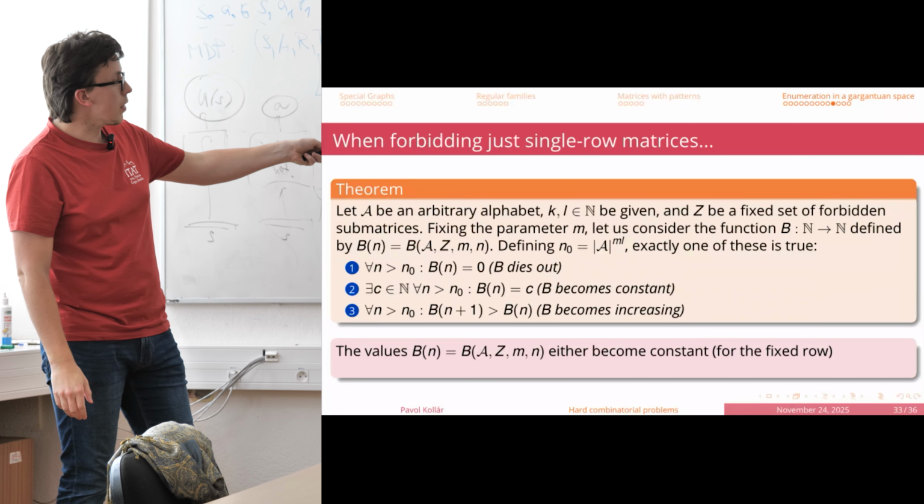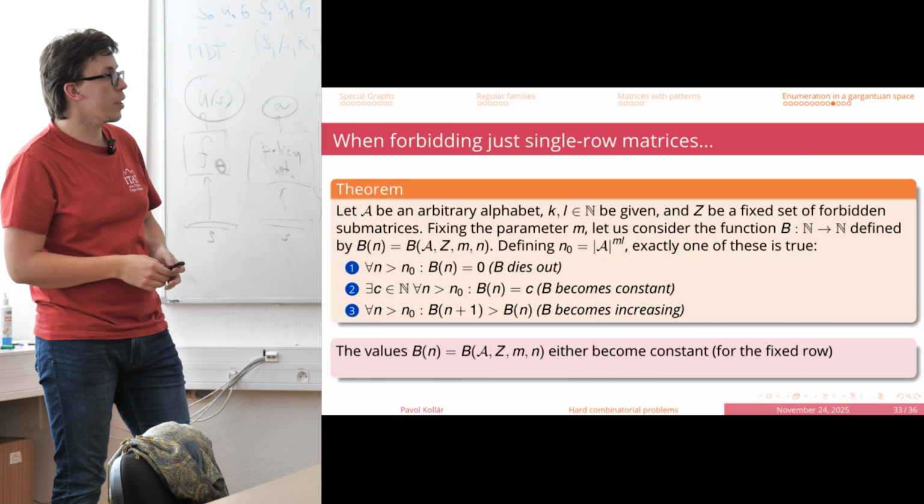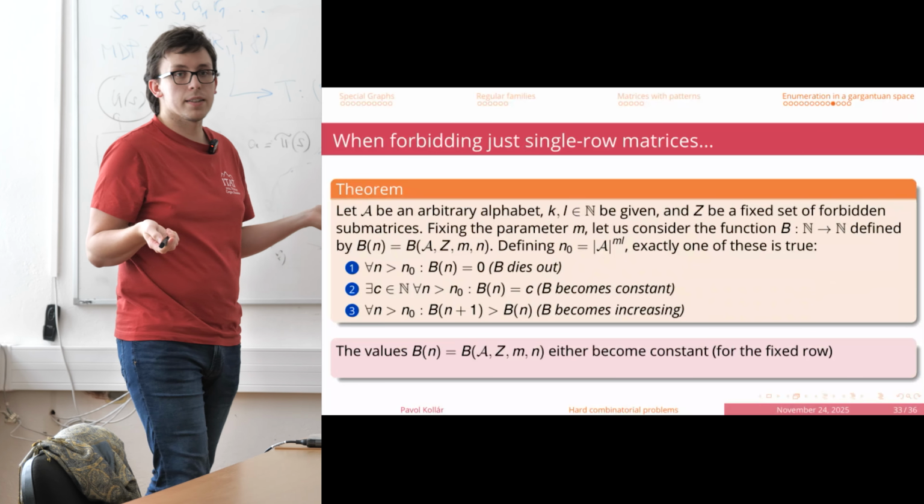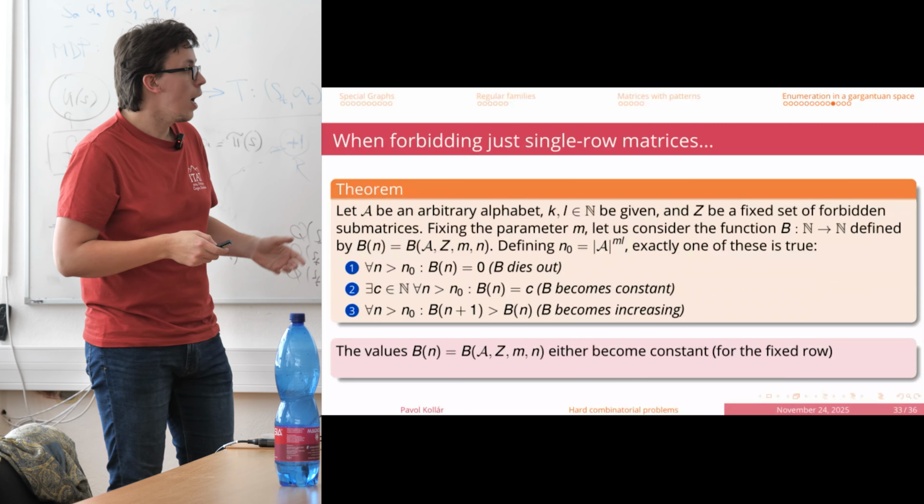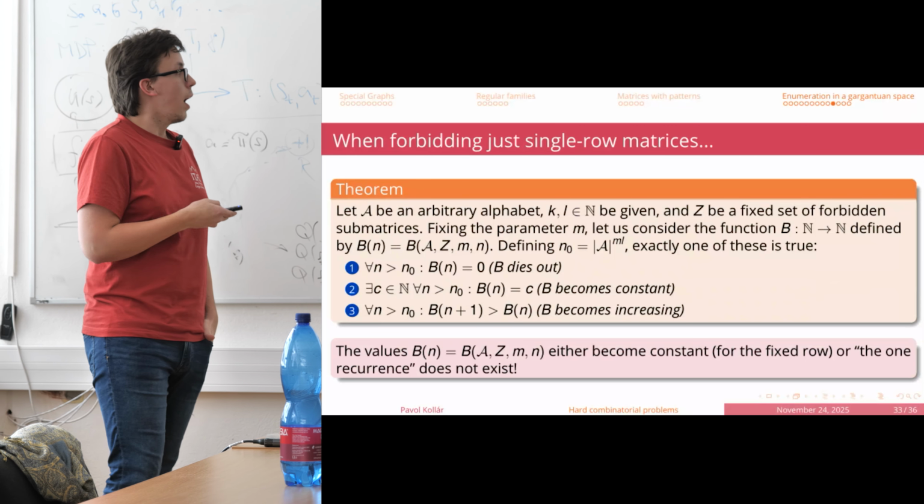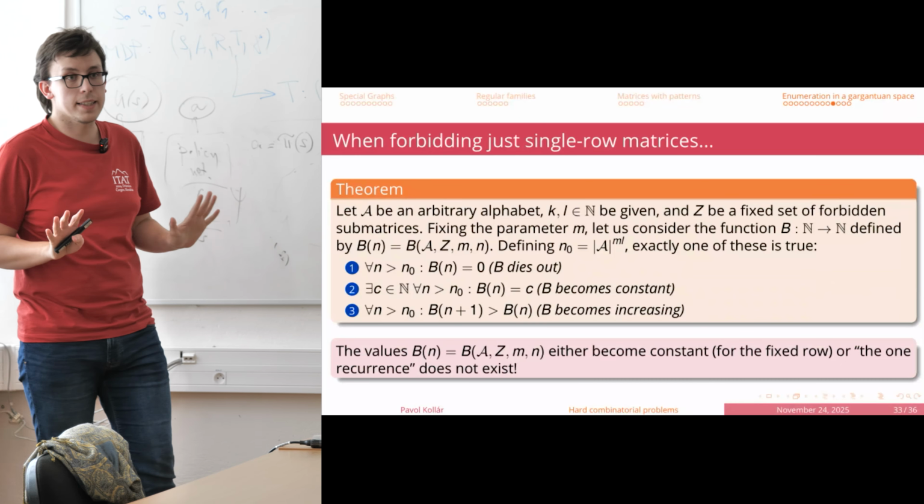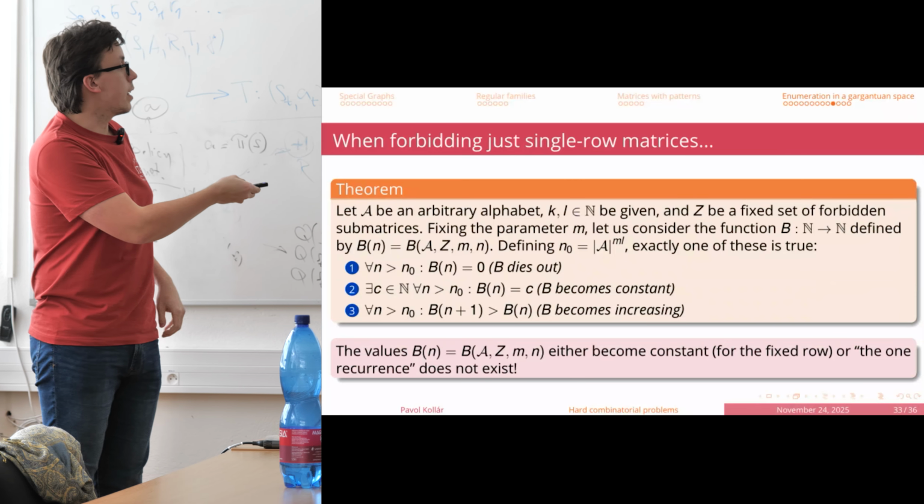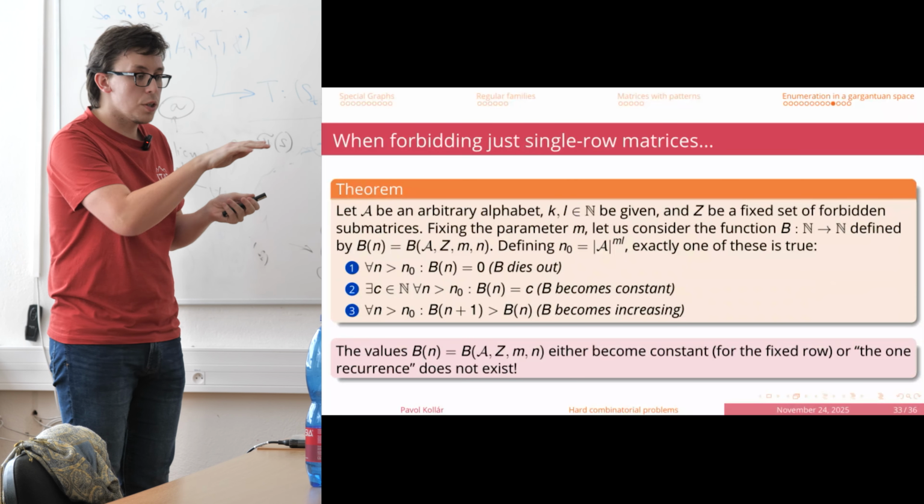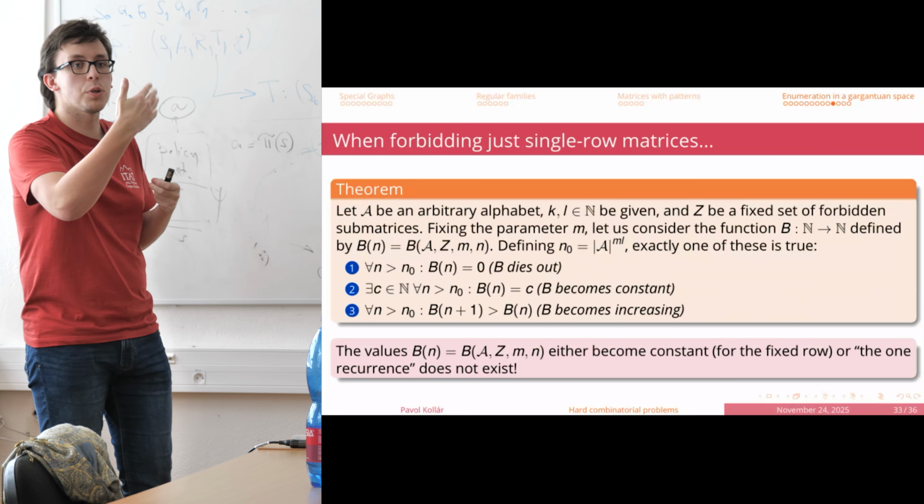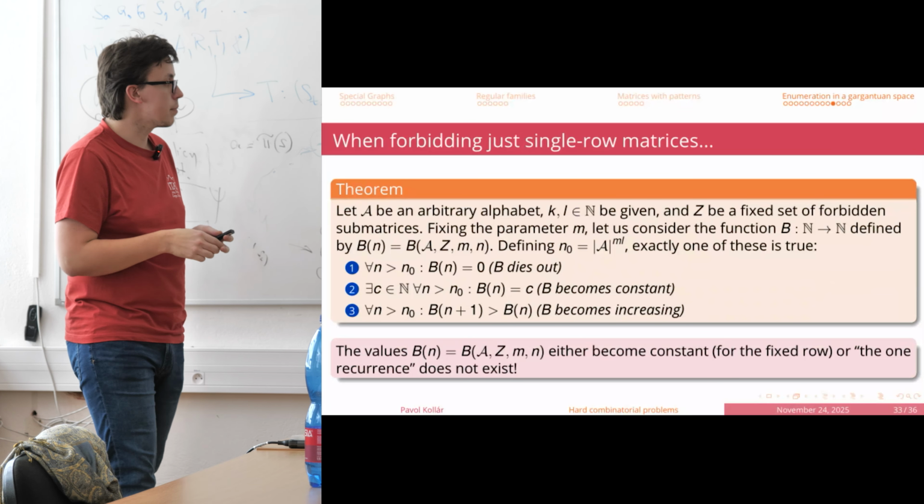However, if you are in the third case, then a nice argument using machinery like Vandermonde matrices and determinants allows you to prove that in the third case, the one recurrence does not exist at all. It cannot, because in fact, these numbers, especially when you move between rows, grow way too quickly for it to keep up.